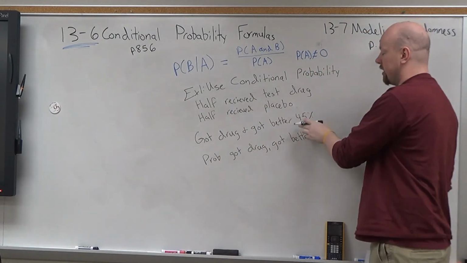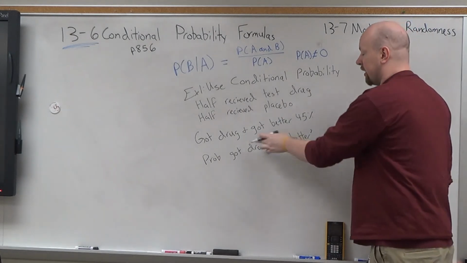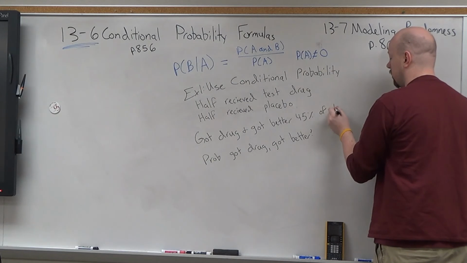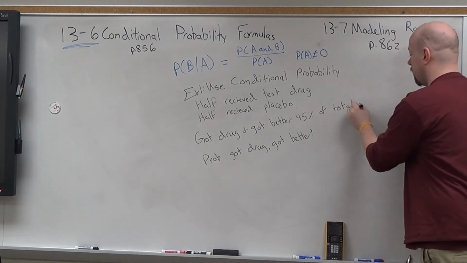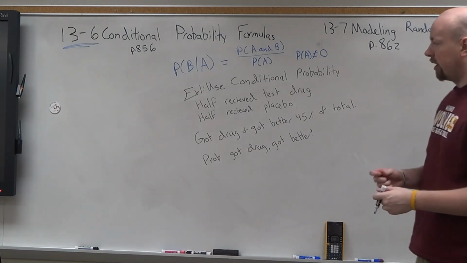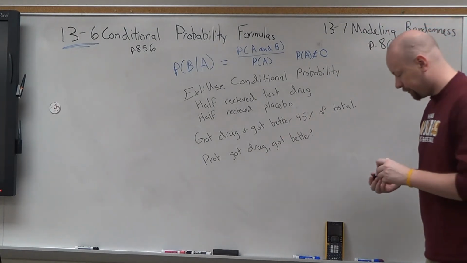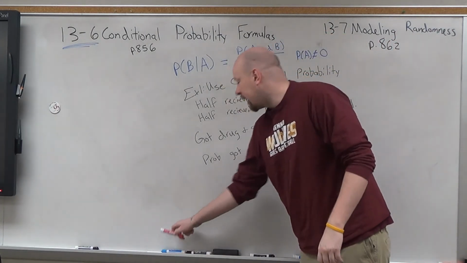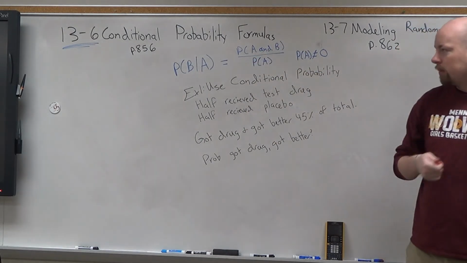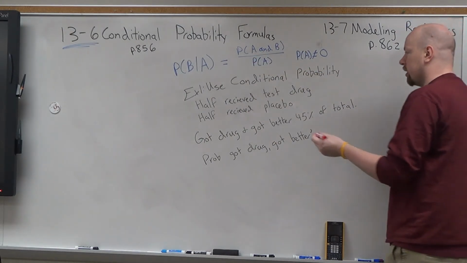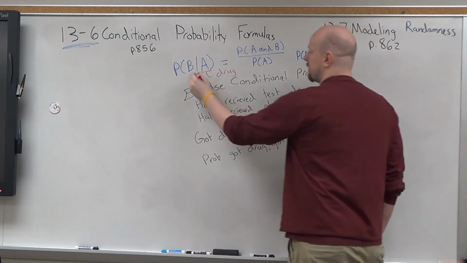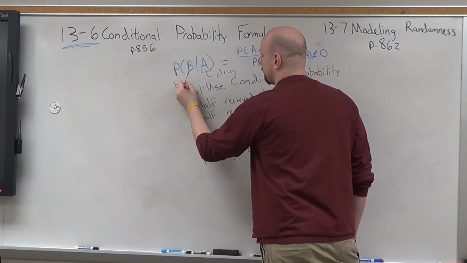Now, I'm sorry, you would think that 45% based on how I read it, but of the people who got the drug and got better, 45% of the total. Okay. So 45% of the total people got better when only half of them got the drug. So again, I need to look at my conditional. So first, what is the probability of A and B? Well, A would be, did they get the drug? And B, in this case, would be if they got better.